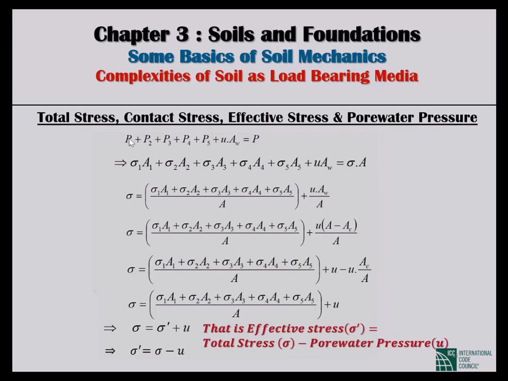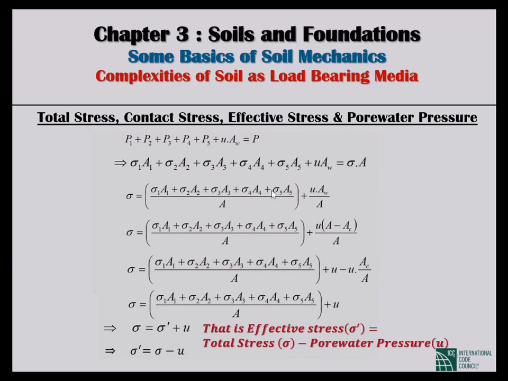So if the stress over here is sigma and the area is A1, we call it sigma 1 A1, sigma 2 A2, sigma 3 A3, sigma 4 A4, sigma 5 A5, plus U into AW should be equal to P into A. If the total stress is considered as sigma, then P by A we call the total stress, the whole load divided by the whole area. So if we simplify it, we have to divide it all by A, so we are dividing all by A over here, U into AW by A.